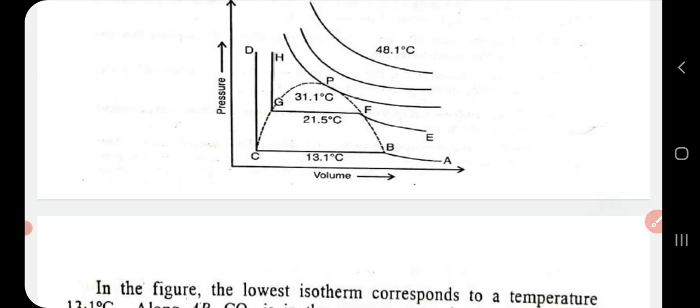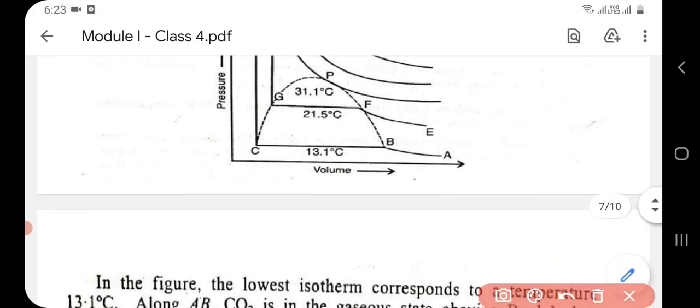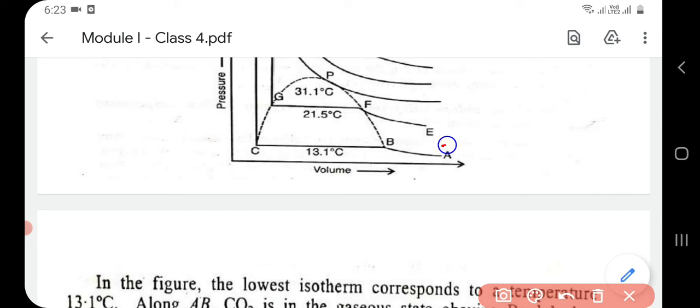Okay, so here see the isotherm AB. Along the isotherm AB, carbon dioxide exists in the gaseous state. Now consider the isotherm BC. Along the isotherm BC, carbon dioxide changes from gaseous state to liquid state. Or we can say that along the isotherm BC, both gaseous state and liquid state coexist in equilibrium. And at the point C, the liquefaction is complete.